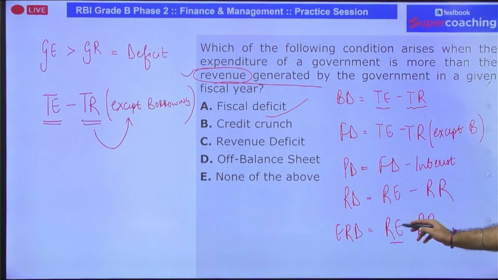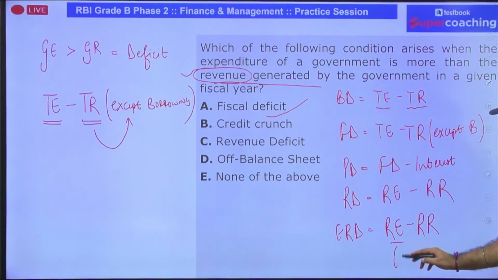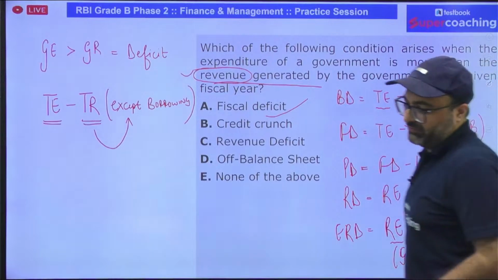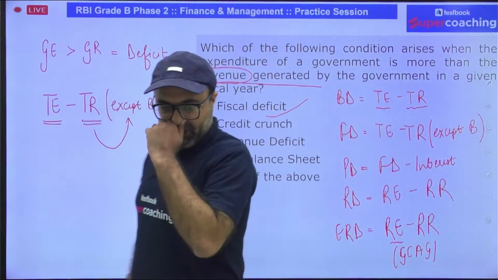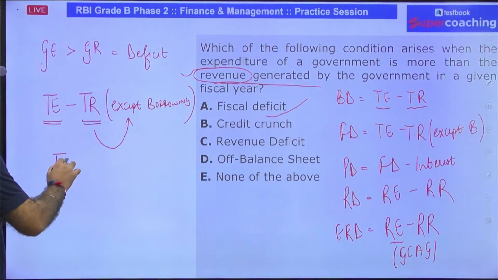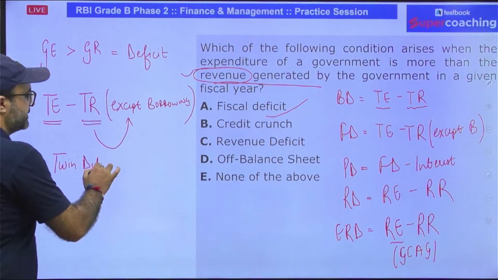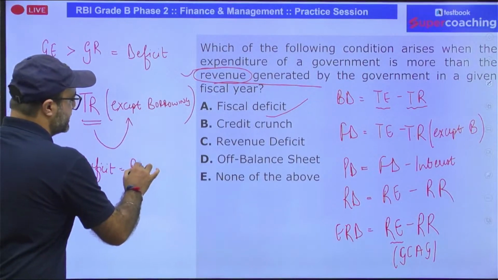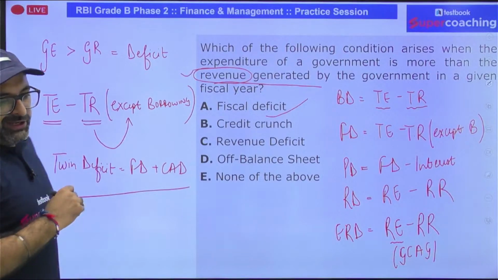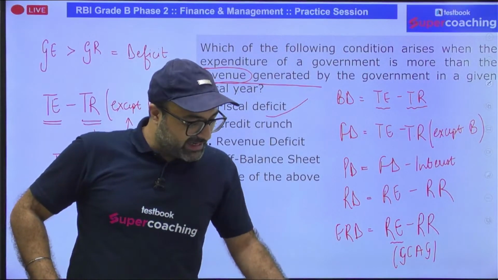So from the revenue expenditure, we will subtract the grant given to the state government for capital asset generation. We'll exclude that and we'll receive the effective revenue deficit. If someone asks you what is twin deficit, then your answer should be: twin deficit is nothing but fiscal deficit plus current account deficit. Got it, guys? Clear? You might have learned something new.